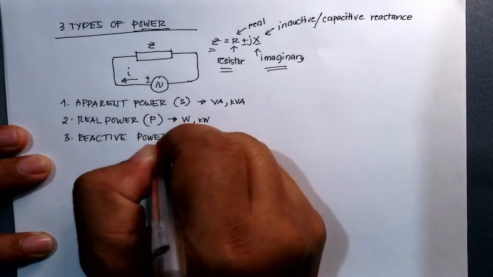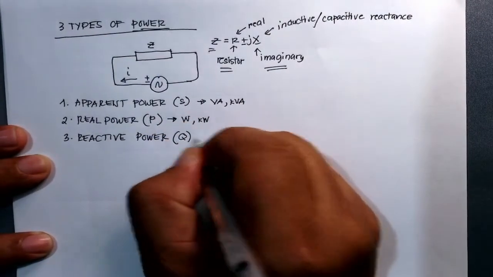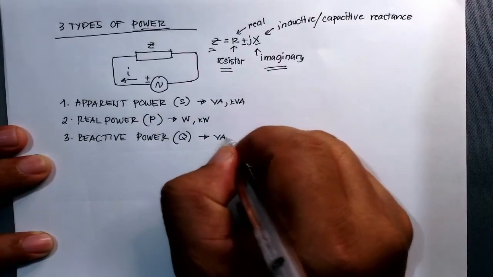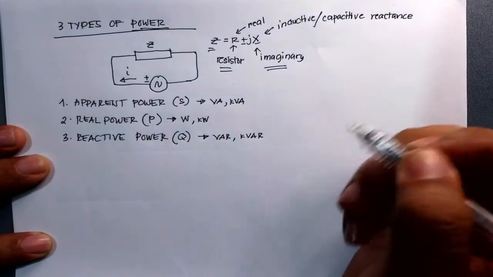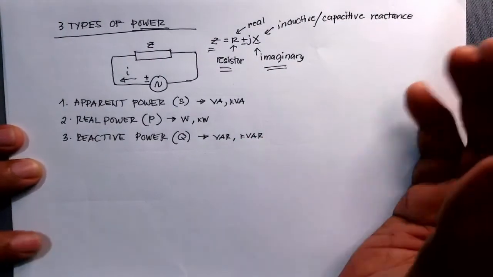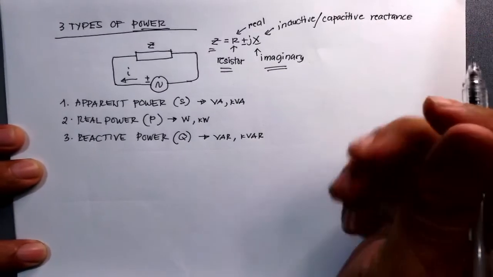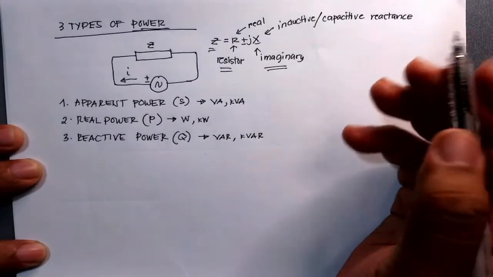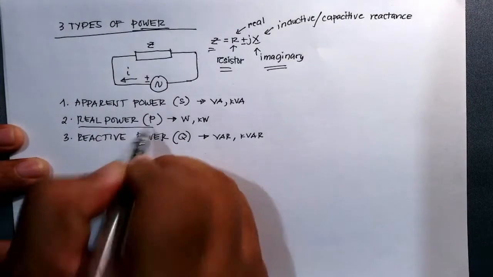Okay, and the symbol letter that we use is Q, and we are using a unit of VAR, volt ampere reactive, or kVAR, kilovolt ampere reactive. The one that you are paying to your utility company in your home is based more on this kind of power, the real power.